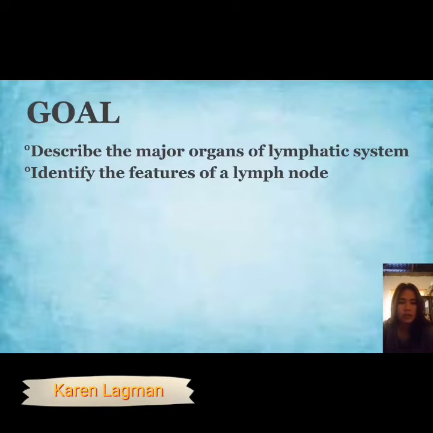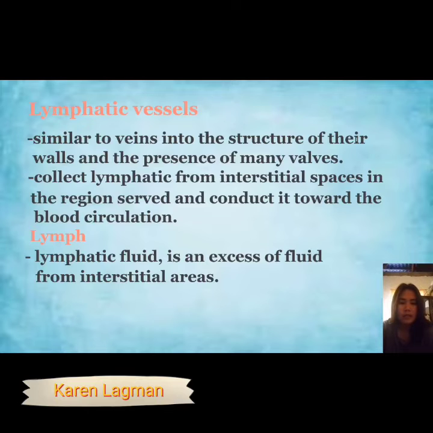Before we start, the goal of this discussion is to describe the major organs of the lymphatic system and identify the structure of a lymph node. Lymphatic vessels are similar to veins in the structure of their walls and the presence of many valves. They collect lymph from interstitial space in the regions served and conduct it toward the blood circulation.